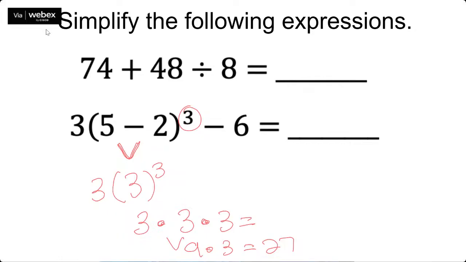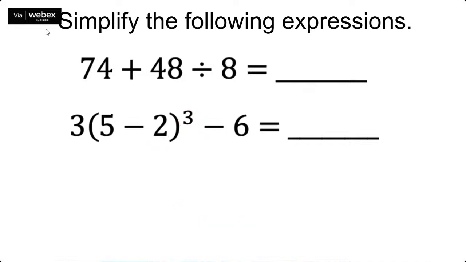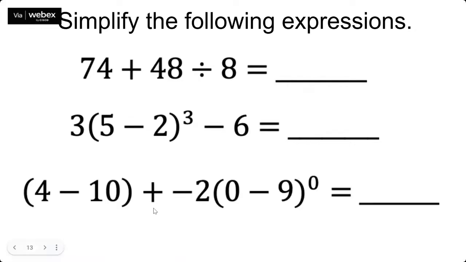All right, everybody. Are we clear on number 2? Drop a yes if we are clear. Okay, here we go. Let's move on to the next one.